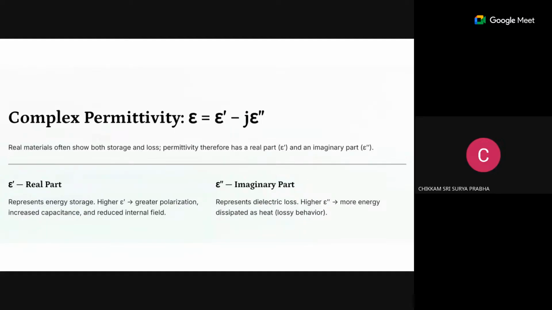Now coming to the imaginary part, it is denoted by epsilon double dash, and it represents the energy loss in an electrical field. If a material has a higher epsilon double dash, the material has more energy losses, so the material becomes lossy. And if a material has a lower epsilon double dash, the energy losses are less, so it is used as a better insulator.